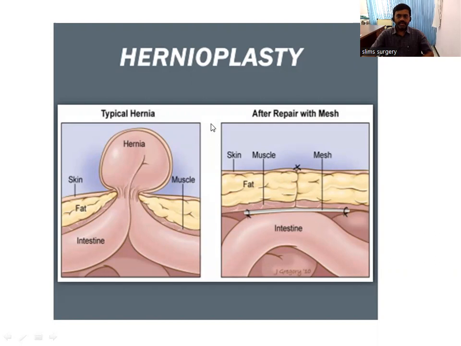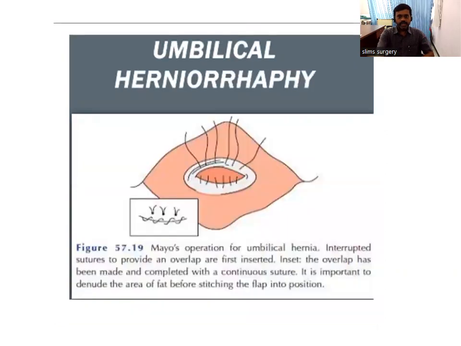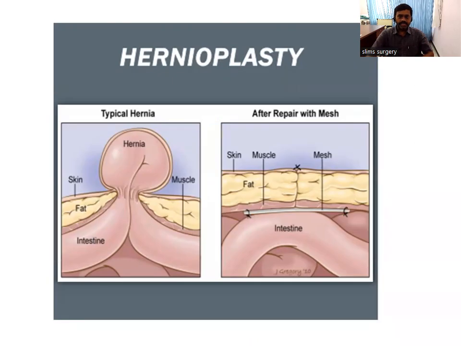So this is the umbilical hernioplasty. This is the procedure of choice for adult case. In pediatric age, we will do only herniorrhaphy without mesh, and with mesh is known as hernioplasty. We will do it for adult patients.